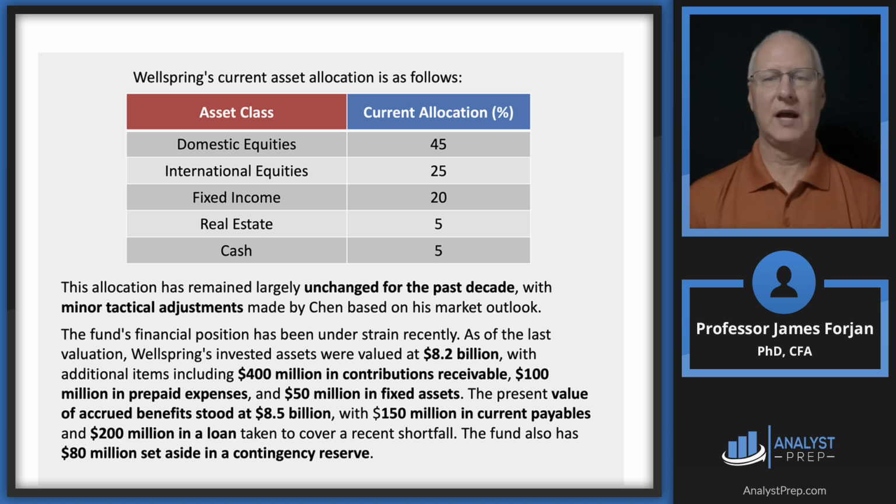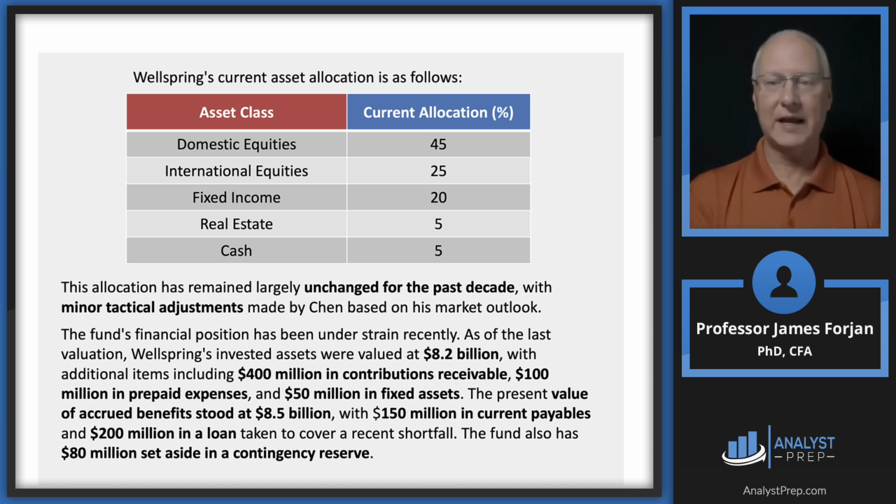So here's the current asset allocations. Notice that. What do you get? 45 and 25. So that's 70% equity, 20% fixed income securities, and then a little bit of an alternative investment, and then cash. What do we know about this? Unchanged for the past decade. Now, we don't have any idea what the past decade looks like inside of this case.